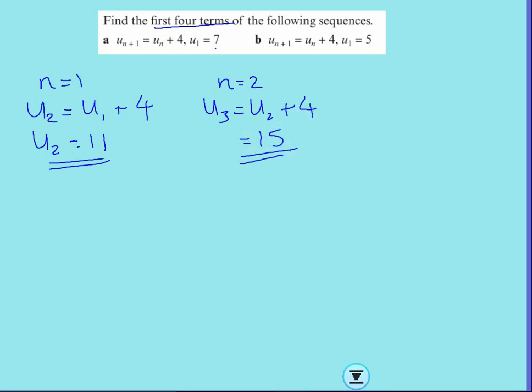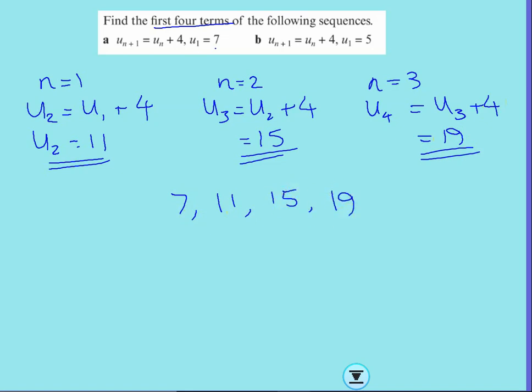And I know you can just quickly rattle these off, but you've got to get in good habits. So when n is 3, we get the fourth term, 3 plus 1, equals the third term, subbing in this n for this 3, plus 4, and we get 19. So just to finish off, I would write 7, 11, 15, 19. And in English words, this means the next term is the previous term add 4, but please get in good habits now.